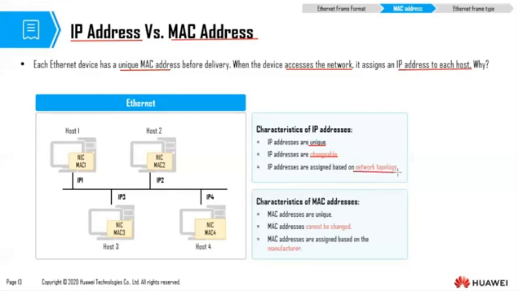IP addresses are also assigned based on the network topology. Most of the time, we create subnets. You remember subnets? Characteristics of MAC addresses: they're also unique, cannot be changed, and you're going to understand why in the subsequent slides. And MAC addresses are assigned based on the manufacturer. So as you can see, every NIC will have a unique MAC address, and every machine will have a unique IP on the network.